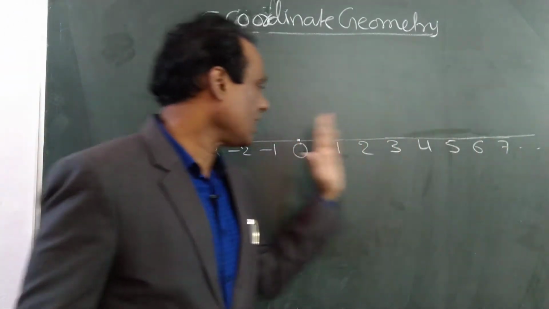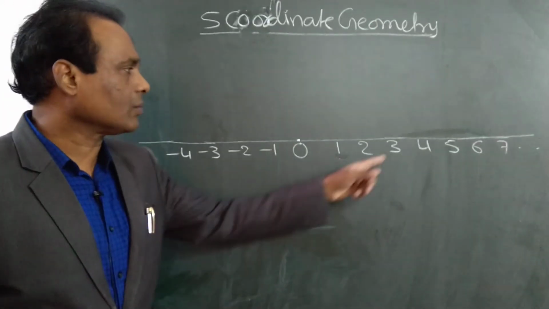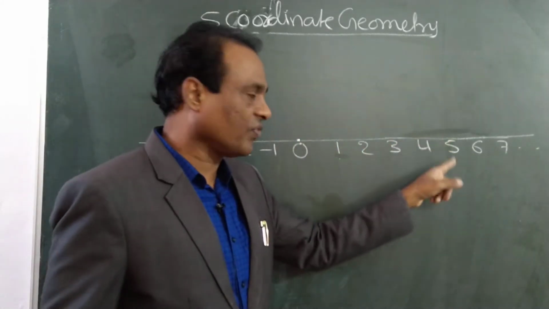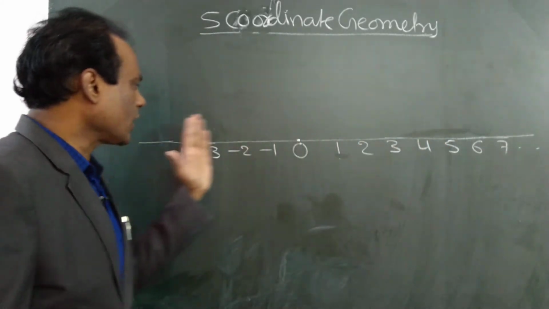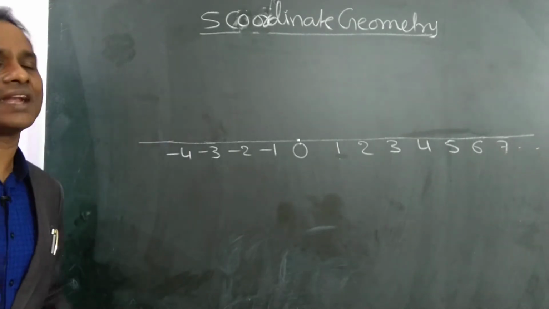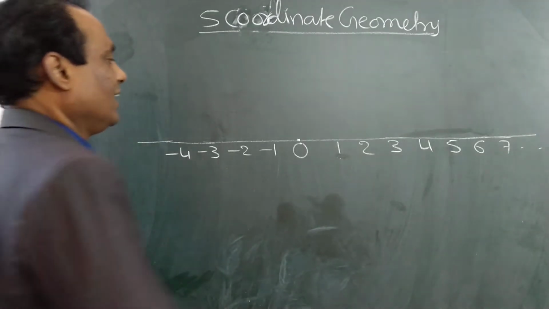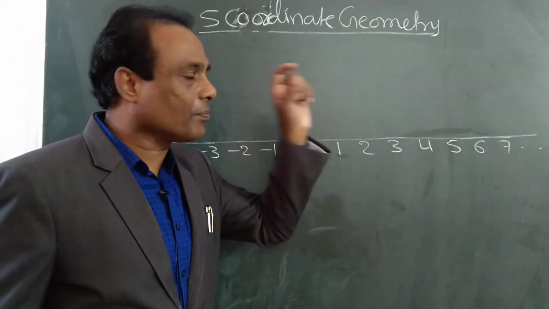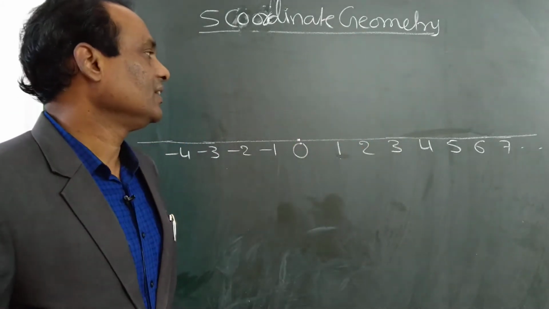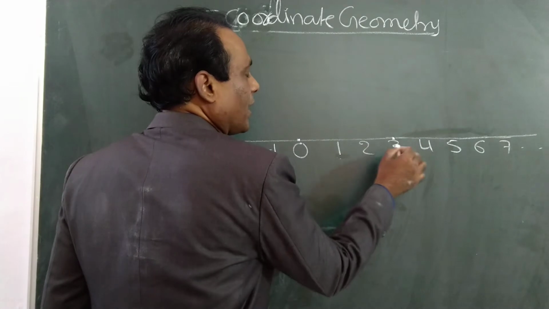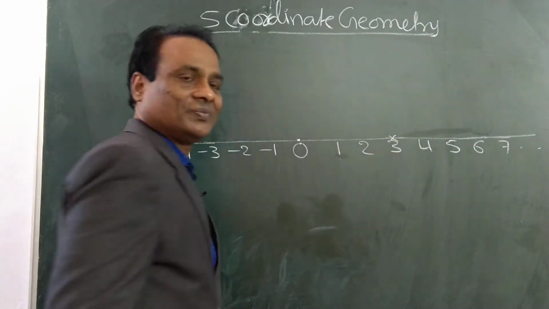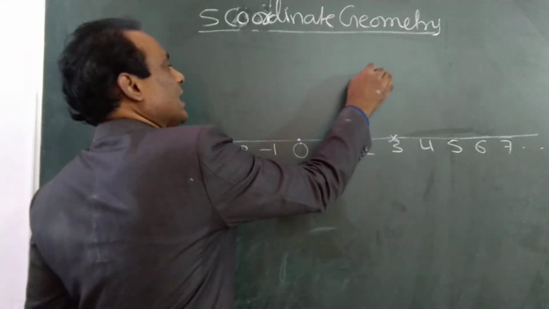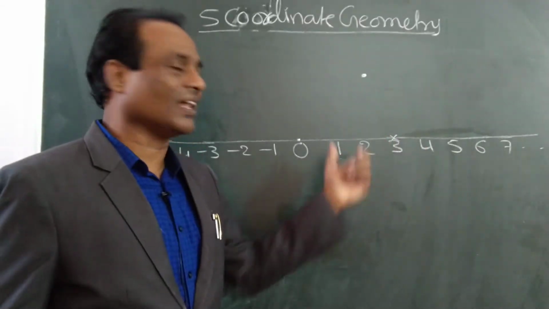So positive numbers on this side, negative numbers on this side we study. After 1, 2, 3, the 4th point is 4, the 5th point is 5, like that we can locate. Similarly we can locate the negative numbers also. This we already studied. Now in this chapter we are going to locate a particular point anywhere in the plane. Suppose this point, we say it is 3. Suppose I locate a point here, what is that point in terms of these numbers?